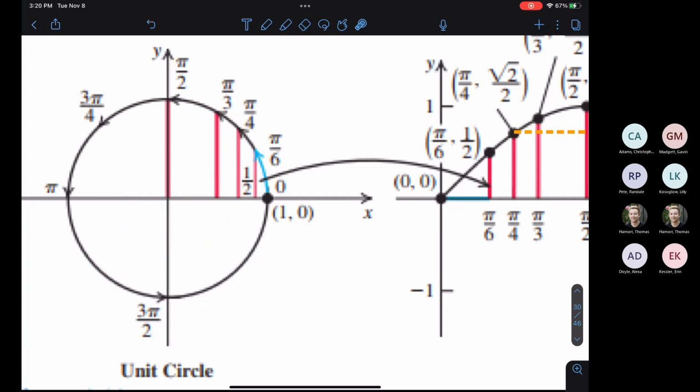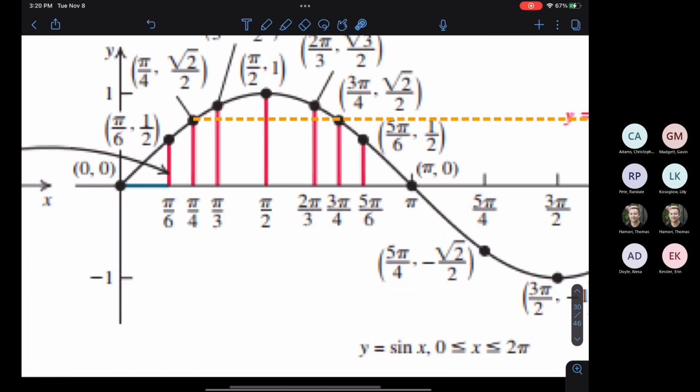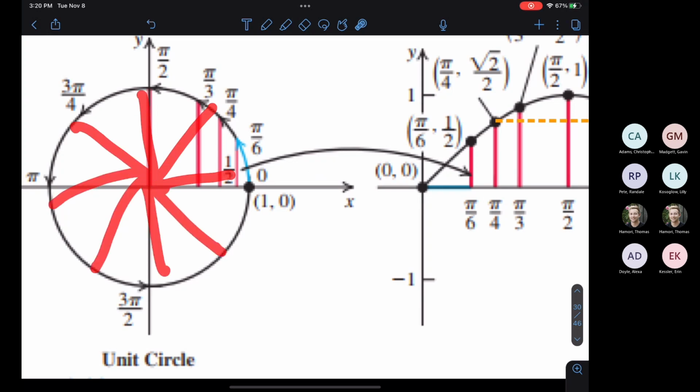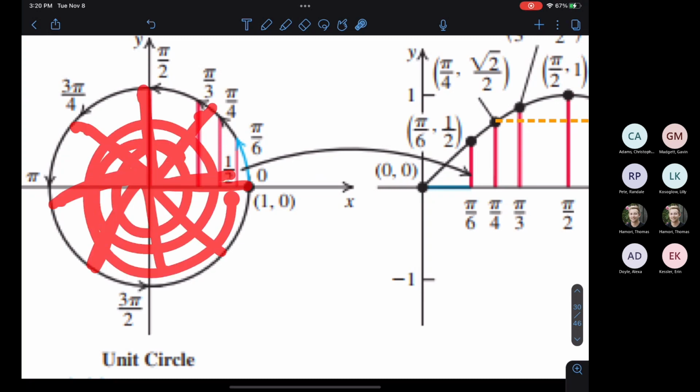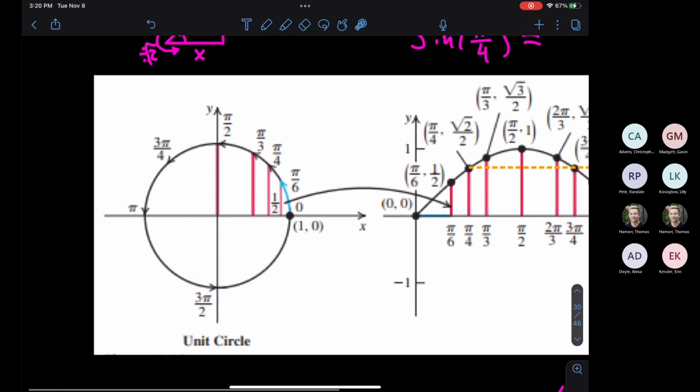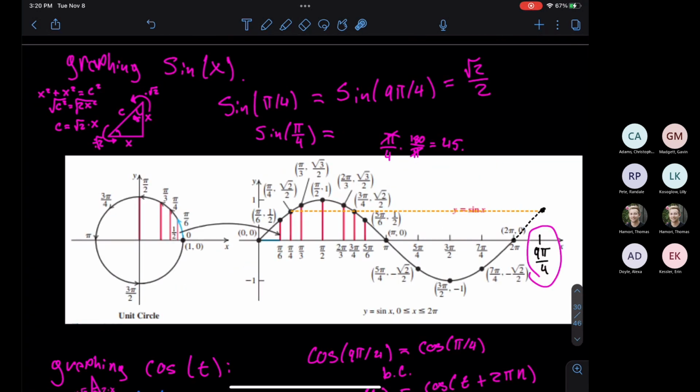So the reason that the graph is going to repeat is because after you go around 2 pi, where are you? You're back where you started, and then you're going to just do it all over again, right? And we're just going to go around and around and around. Yes? So that's why the graph is going to repeat.